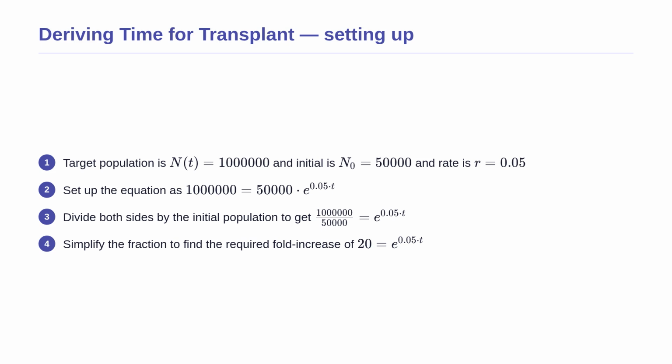We start by plugging our target, initial population, and rate into the formula. Our goal is to isolate the time variable, t. The first logical step is to divide both sides by 50,000. This simplifies the equation to 20 equals e to the power of 0.05 times t, meaning the cells must multiply 20 times over.